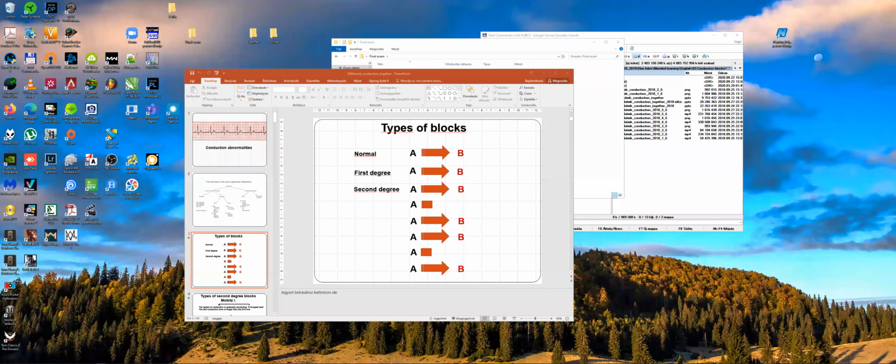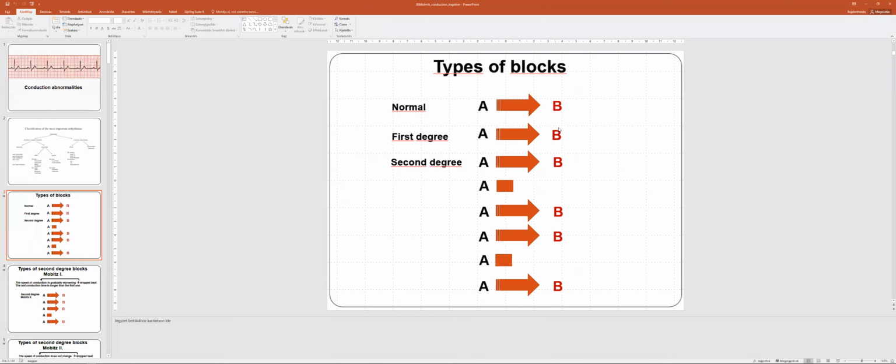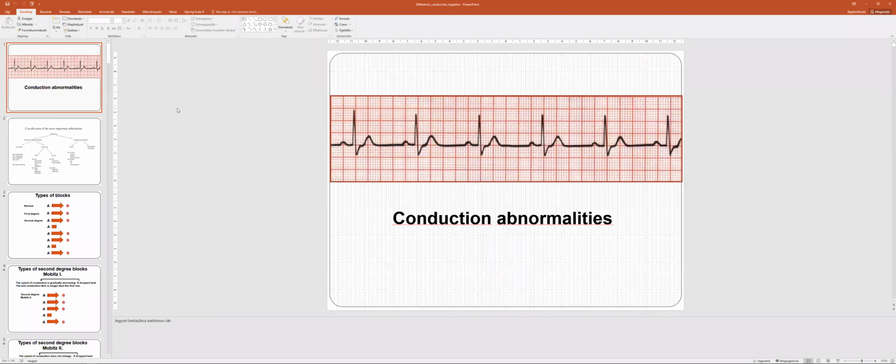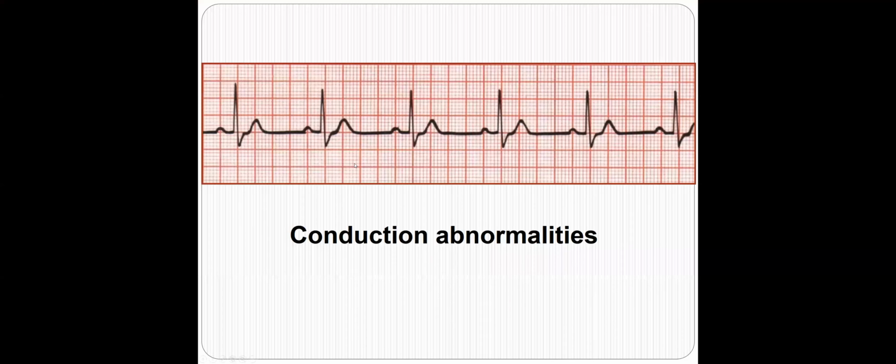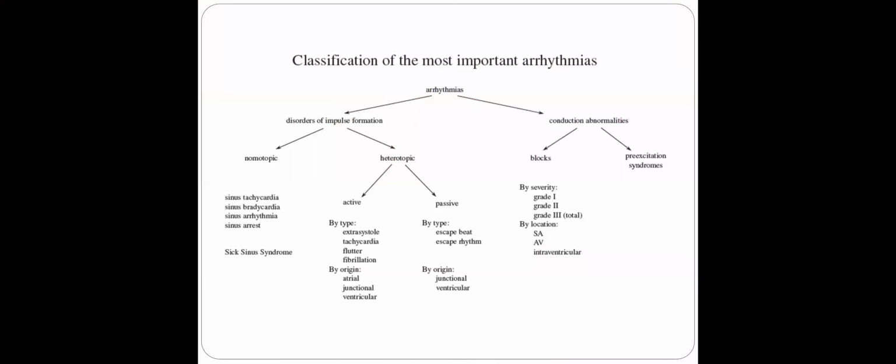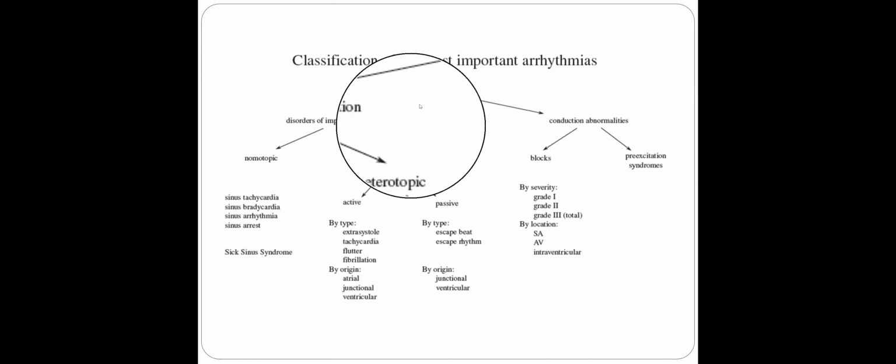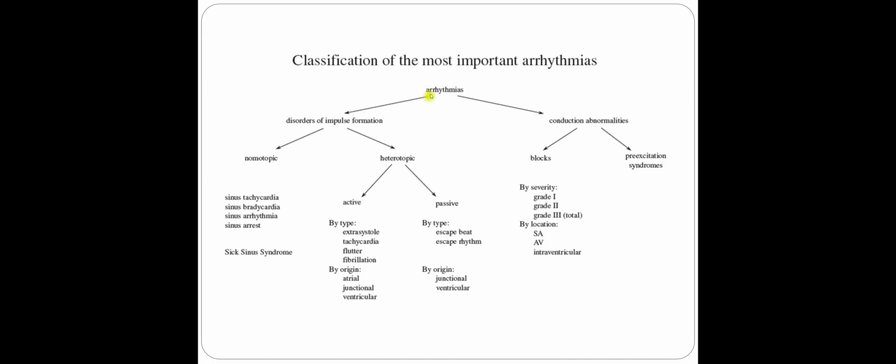Good. Now, today we are going to discuss the conduction abnormalities, and if you do have any question, please ask me. So far what we discussed was the arrhythmia that could be specified due to impulse formation abnormality. This is what we discussed the last time.